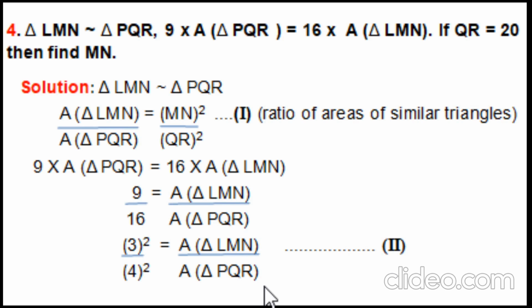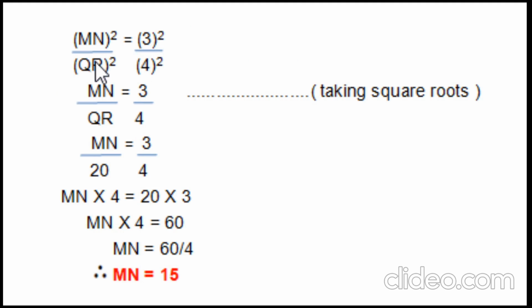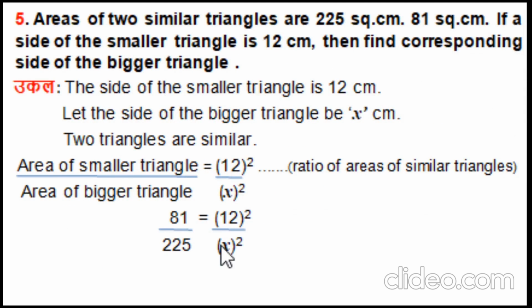Look at point number 1 and point number 2. The left-hand side is equal to this right-hand side, so the right-hand side of point number 1 is equal to the left-hand side of point number 2. So we get square of MN upon square of QR is equal to square of 3 upon square of 4. By taking square roots, we get MN upon QR is equal to 3 upon 4. We have to find MN, QR is given as 20. Cross multiplying, we get MN into 4 is equal to 20 into 3, which is 60. So MN is equal to 60 divided by 4, so MN is equal to 15. Then question number 5.